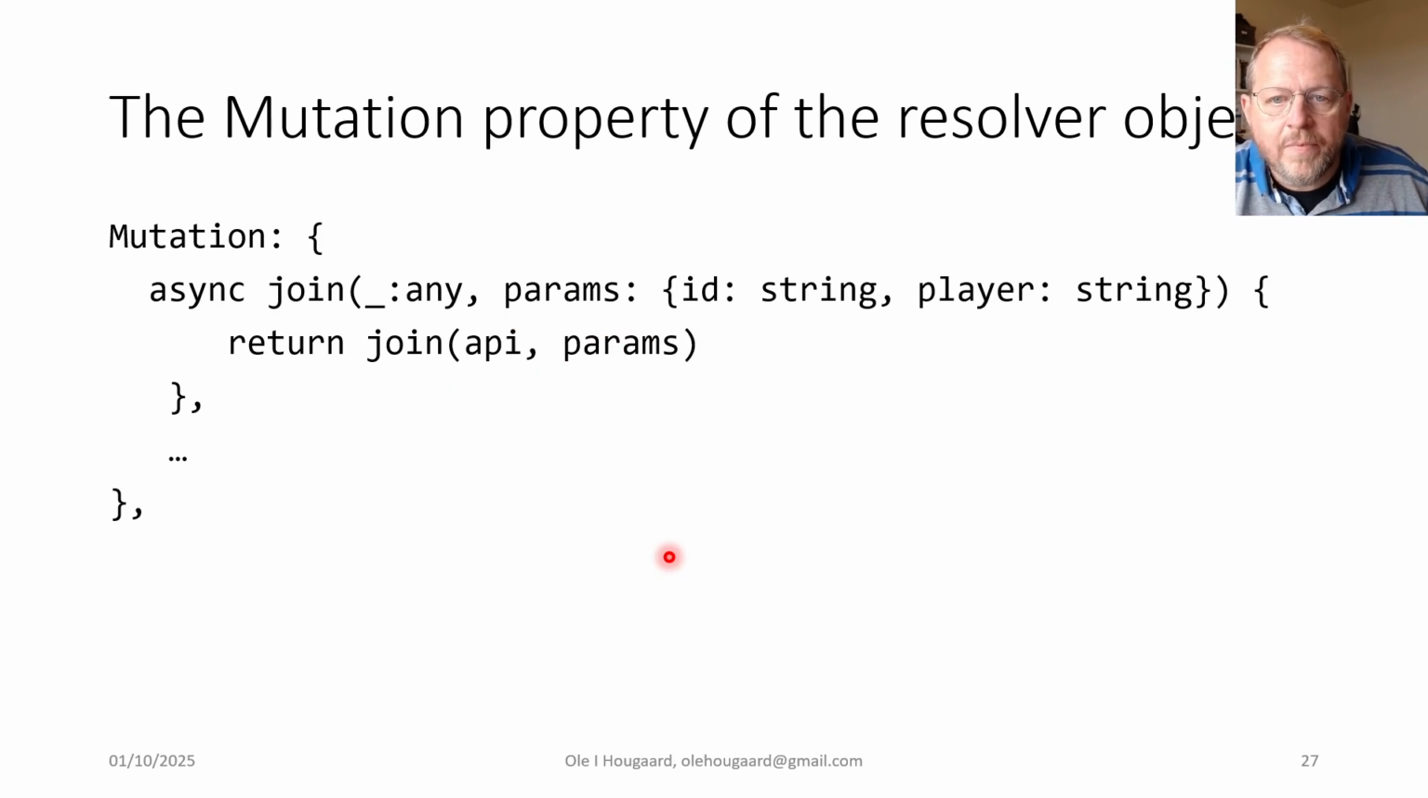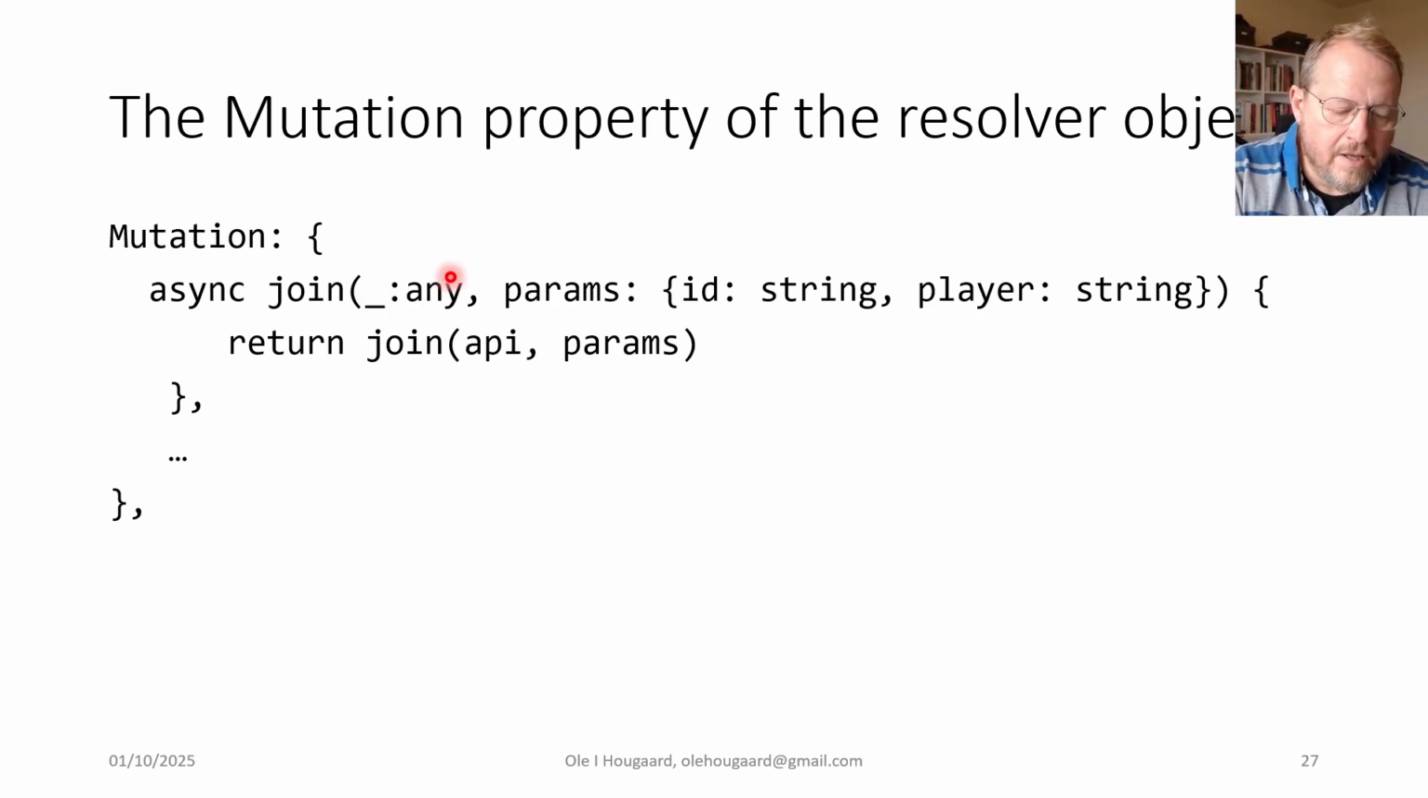Mutation object. There's nothing new here. So that's the thing, right? You can go underscore any, and then you can go all of these params. Right, so we have two arguments or two parameters in our method, in the join method, and then it returns something. The more important part is, again, this is a property, and that property is an object, and these are methods in that object.